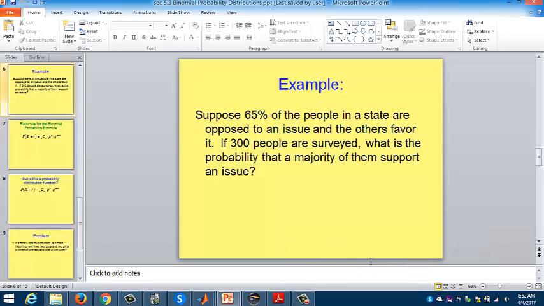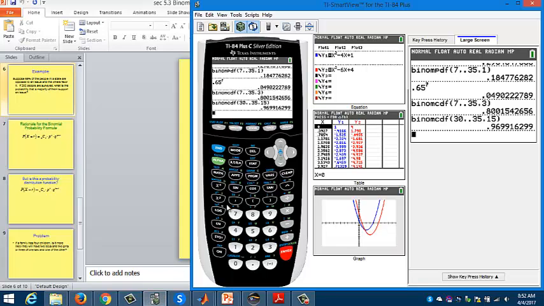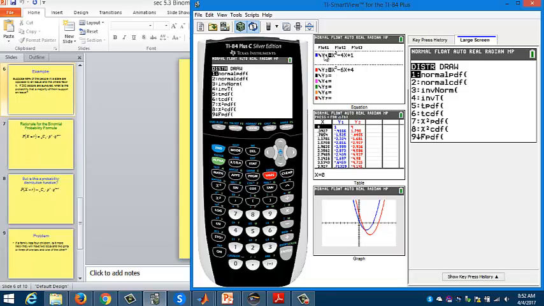Let me just keep us moving here. If you do it correctly, here's what it would look like, okay? Basically, you have the same thing. What's the difference? Well, here, let me do it this way. Let me go to second distributions. It was binomial CDF. I always go too far.